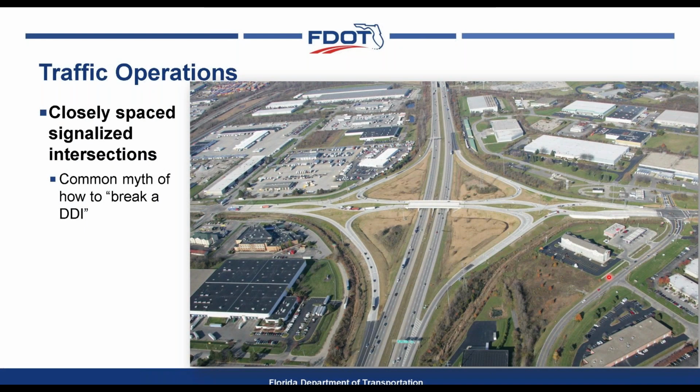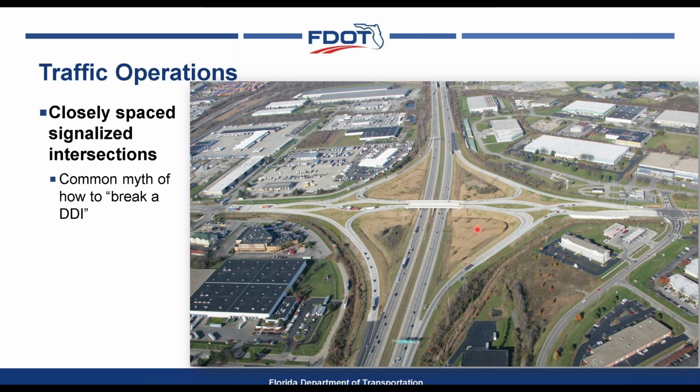Something we hear a lot as a common myth is that the presence of closely spaced intersections is a good way to break the DDI. However, as I've already mentioned, one of the easiest ways to break the DDI and cause a failure is when you have very high movements at the crossovers in both directions. Because we've split phased those through movements, if one direction needs over 50% of the green time and the other direction needs over 50% of the green time, you've now failed the intersection because you cannot serve both of those. That is really what breaks the DDI, as opposed to the closely spaced intersections.